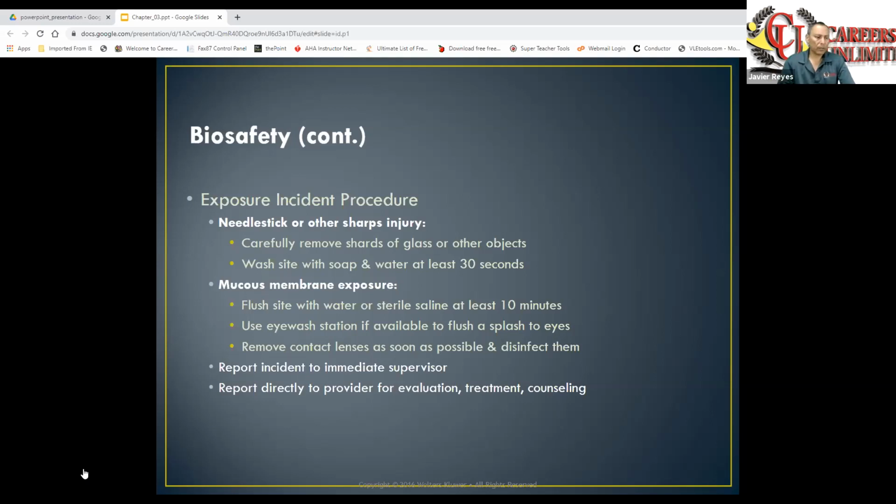If you're exposed to someone with HIV, you gotta rinse off first for at least 30 seconds with soap and water, and then report it, and then they're gonna send you for medical treatment to get evaluated, okay? They're gonna check to make sure you didn't contract anything. Very important that you follow those steps, okay?